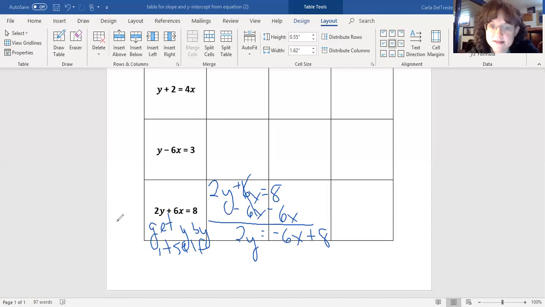Then I have to get y by itself. There's still a 2 attached with multiplication, so I need to divide everything by 2. If I divide this by 2, I have to divide all of this by 2. Everything has to be divided by 2. And that's going to leave me with y equals, can I simplify those? In this case, I can. Negative 6 divided by 2 is negative 3, so I have a negative 3x. And 8 divided by 2 is 4, so I have a plus 4.